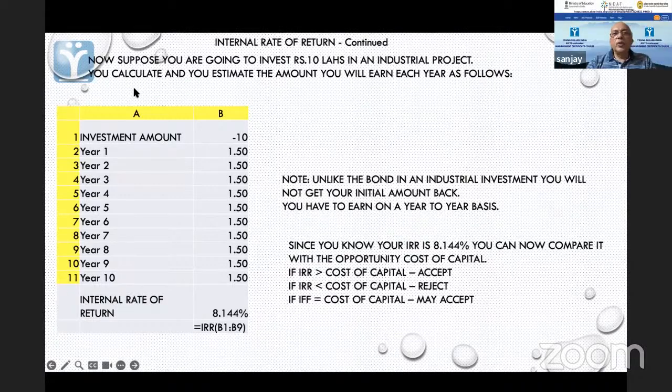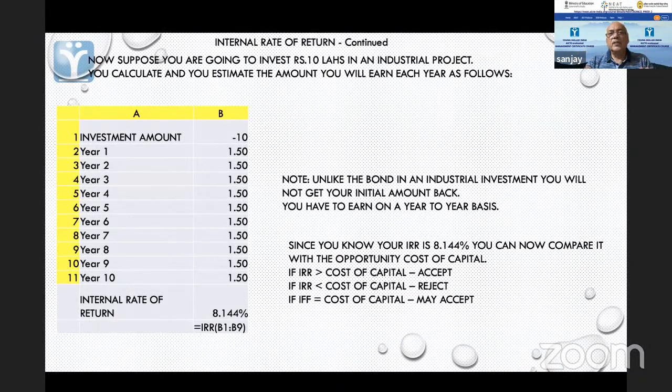Now, as a matter of curiosity, you might want to know what was the actual rate of return of that project. So we know that we were discounting it at 10%. We were getting a negative figure. So obviously the rate of return was less than 10%. So how do we do that? We can do this in Excel. If you do this simple exercise, you write 10 and you put all these figures here. In year 10, it's 1.5. The internal rate of return is 8.144%.